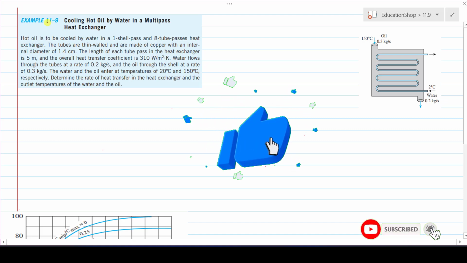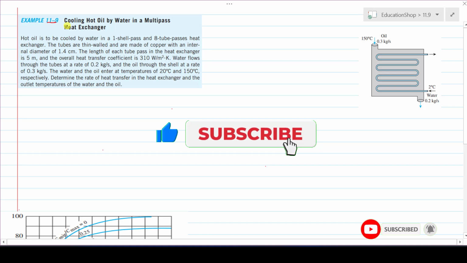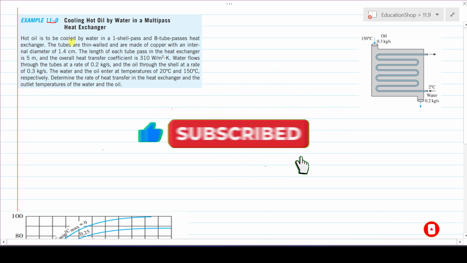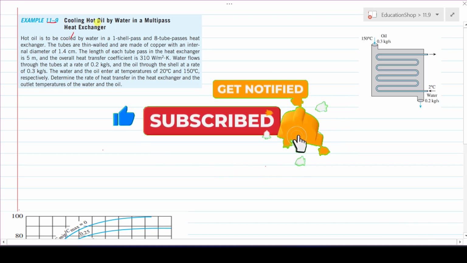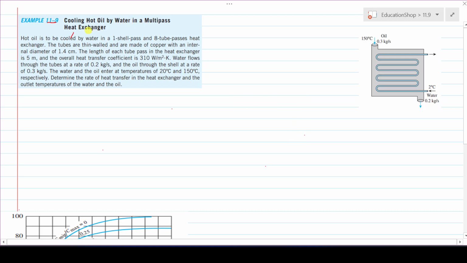In this video, we solve example 11.9 from the book Heat Transfer by Cengel, 6th edition. This statement is relevant to cooling hot oil by water in a multi-pass heat exchanger. This is the multi-pass heat exchanger. The number of tube passes is 8 and the shell is a single shell. So you can say that it's a one shell and 8 tube passes heat exchanger.